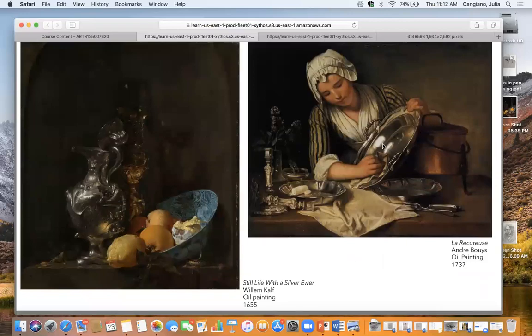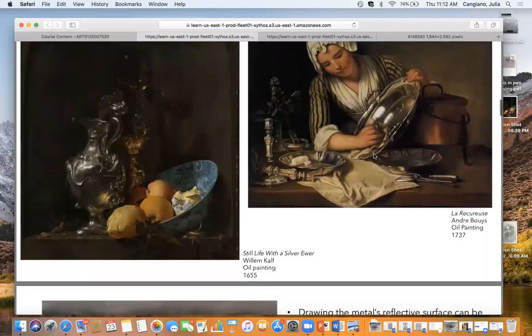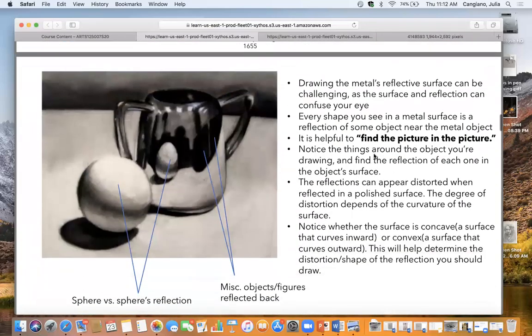And on the right, it's a little bit more of a mirror finish, because you can see some of the reflections happening in the bottom of this bowl. So it's a little bit more clear.